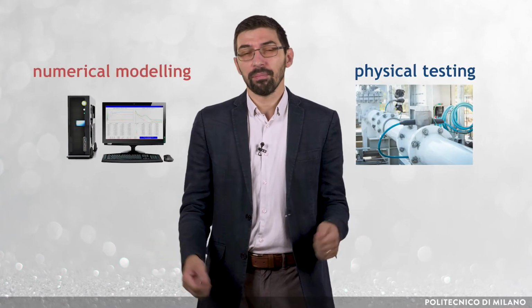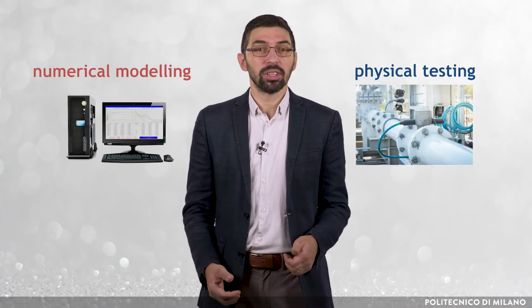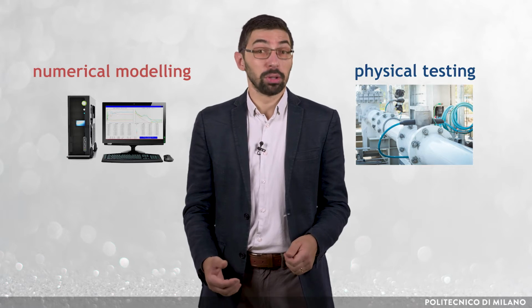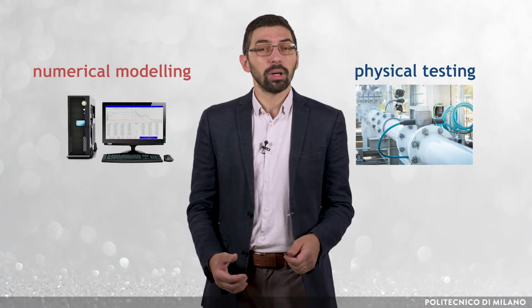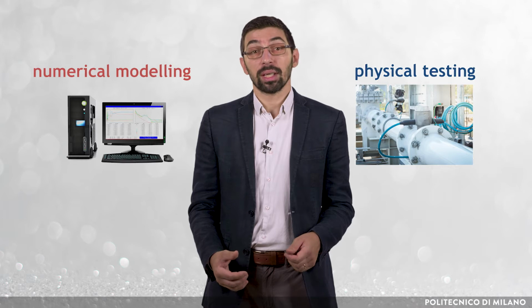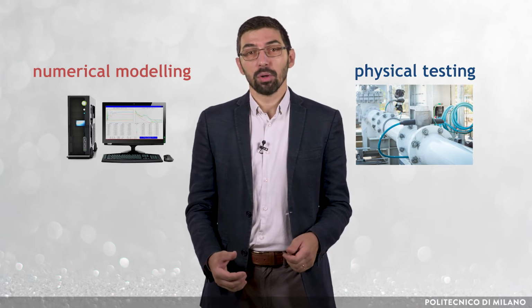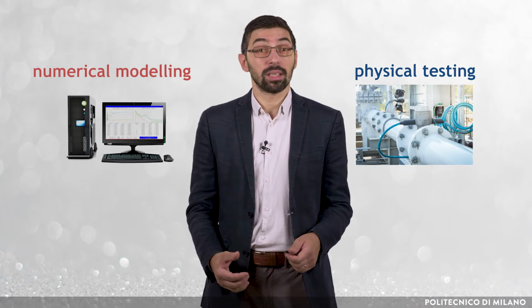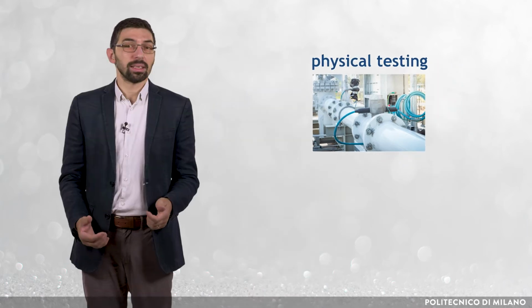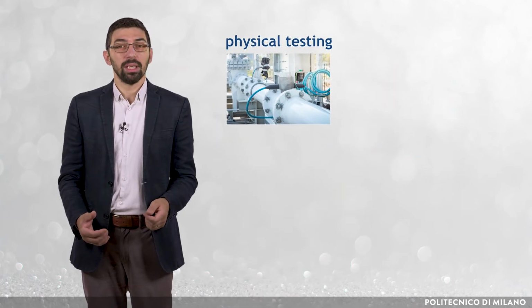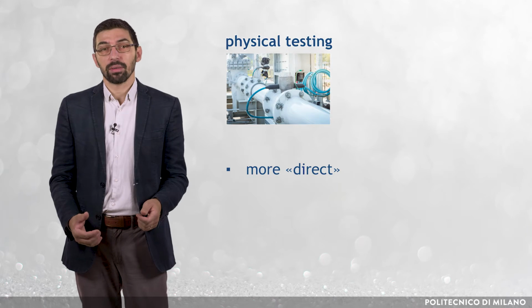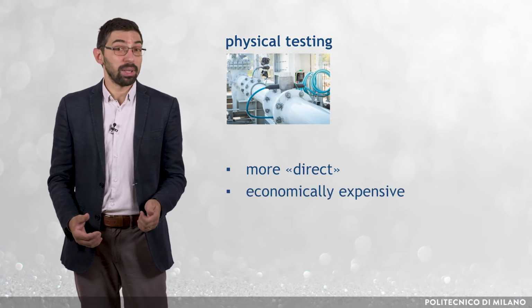There are two main approaches to solve a fluid dynamic problem, namely physical testing and numerical modeling. Physical testing consists of running experiments, usually at the laboratory scale, whereas numerical modeling means running computer simulations. Both approaches have pros and cons. For instance, experimental tests appear a more direct investigation method, but they are economically expensive.